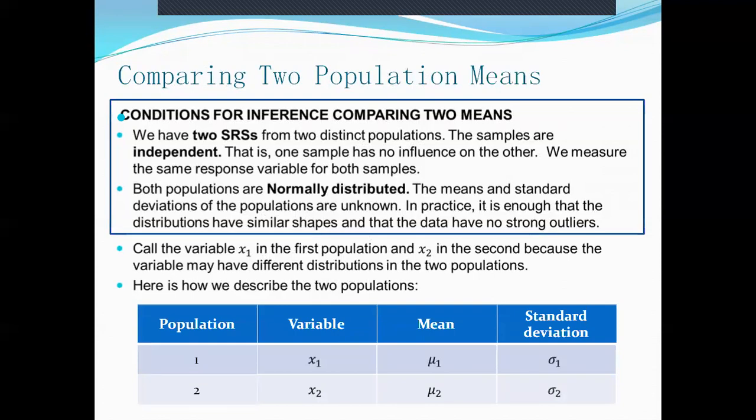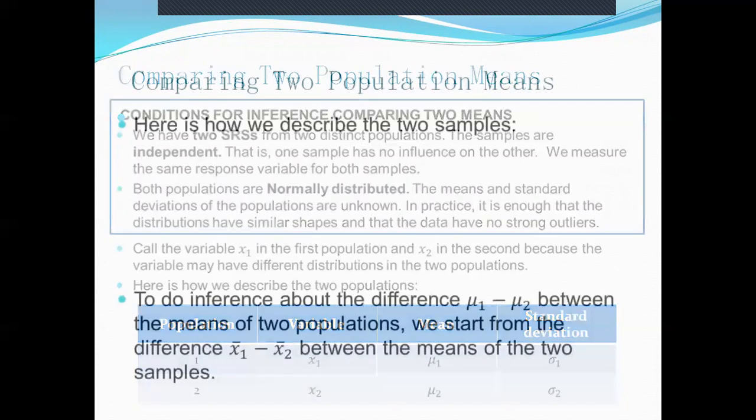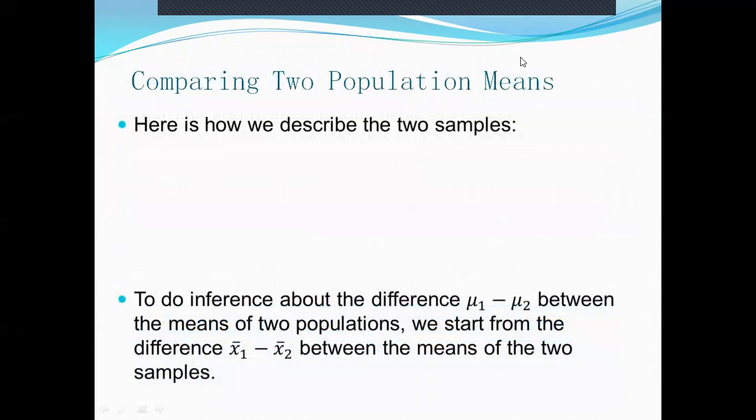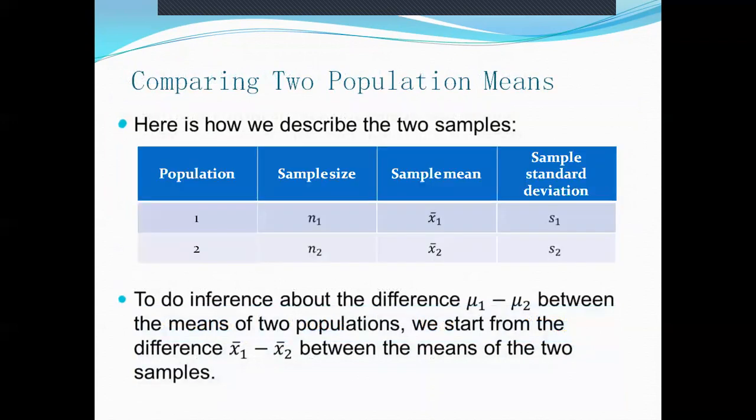Population 1, variable x1, mean mu sub 1, standard deviation sigma sub 1. Population 2, variable x2, mean mu sub 2, standard deviation sigma sub 2. Sub is for subscript. Comparing two population means. Here is how we describe two samples.